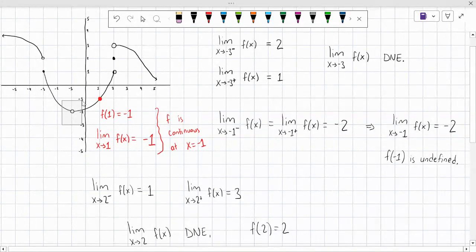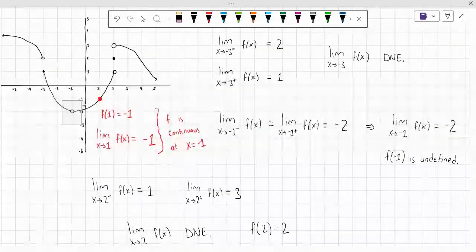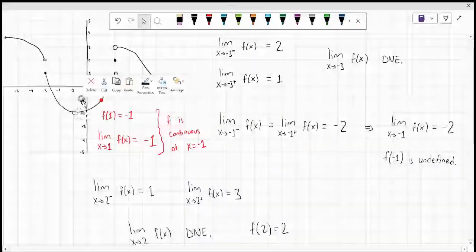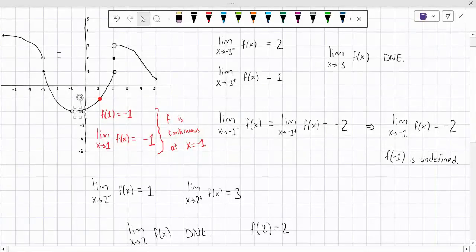This one's called removable because you can remove this discontinuity if you just fill in the hole. But for discontinuities like this one, it's a non-removable discontinuity, because this hole is already filled in, but that doesn't fix the jump in the graph. And if you try to fill in this hole instead, again, that doesn't fix your issue. So there's nothing you can do to repair this break. But this break here, you can repair just by filling in the hole, roughly speaking. So that's why this one is removable. Okay.